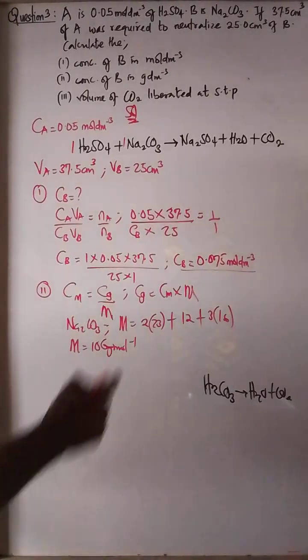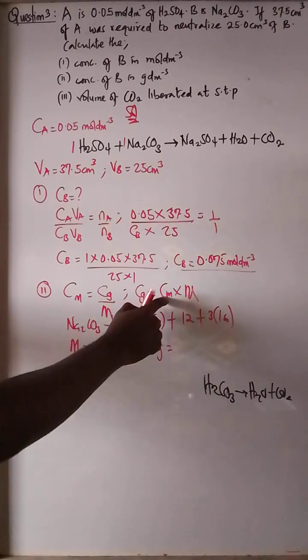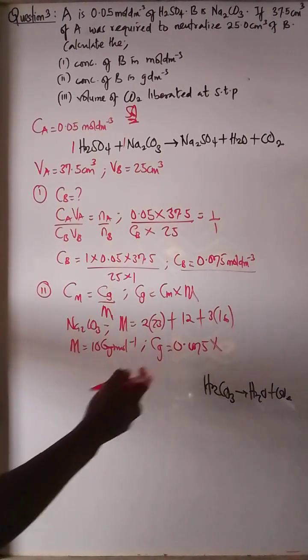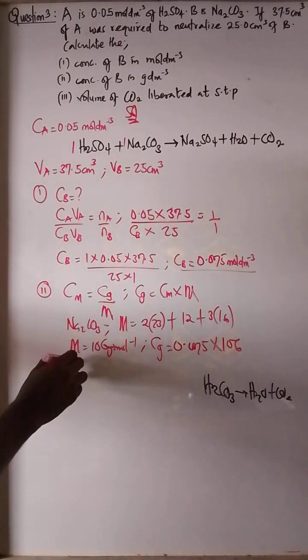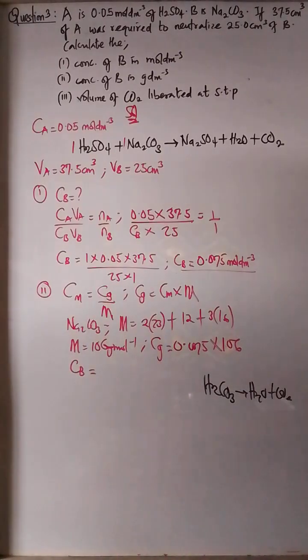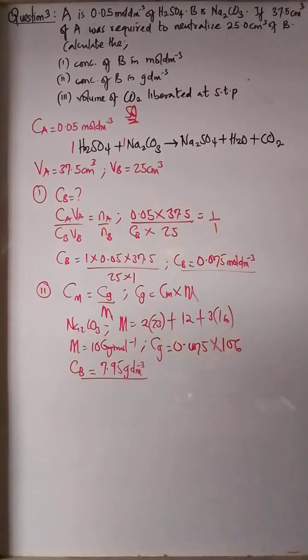From there we can easily get what? The concentration in gram per dm cube. What is Cm? Cm is 0.075 times the molar mass M, 106. So it means the concentration of B in gram per dm cube will now be 7.95 gram per dm cube.